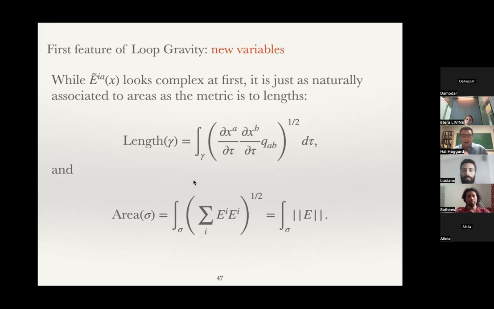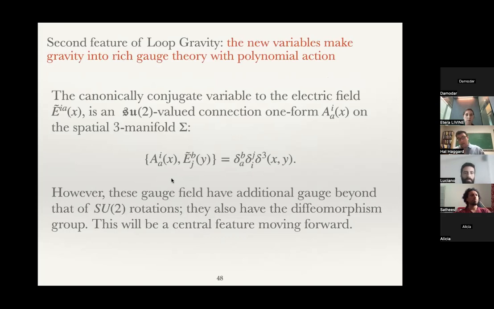All right. I also mentioned that it's giving you a gauge theory. The canonically conjugate variable to the electric field is an SU2 valued, so a Lie algebra valued connection. So you could think of the electromagnetic potential as the analogy here, and you can see that's where the notation comes from. This Ashtekar connection is like the potential for the electric field. And it's a connection one form on the spatial three manifold.